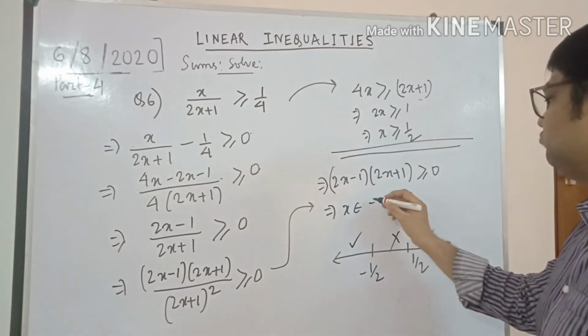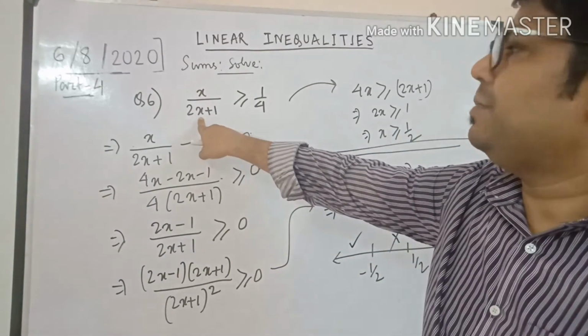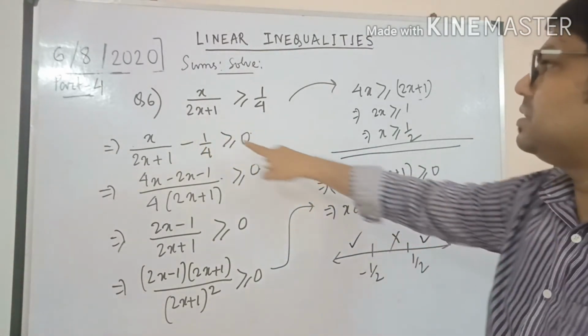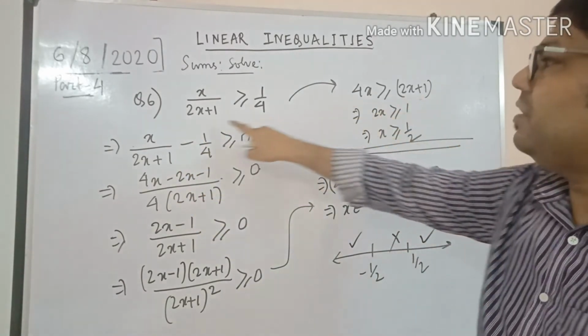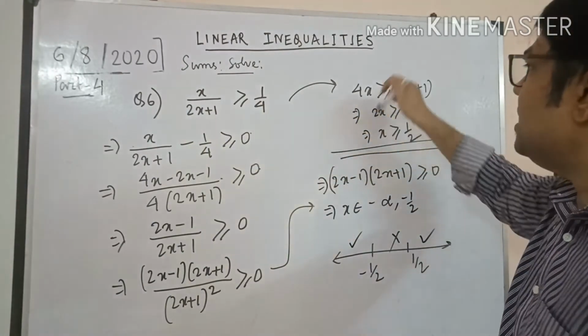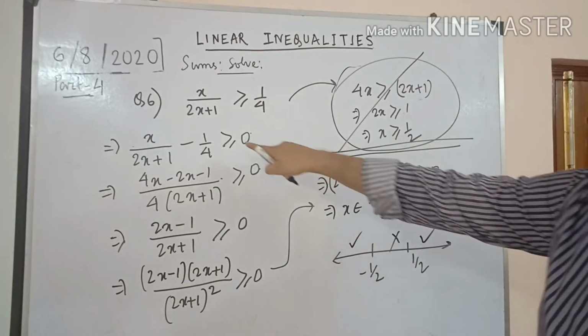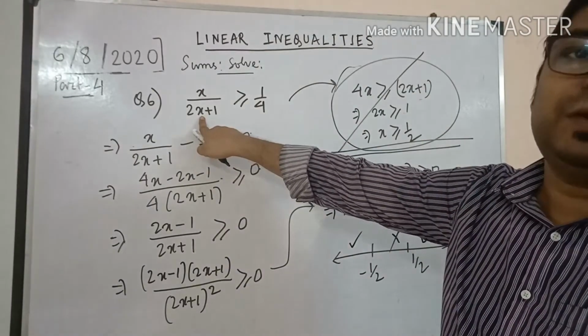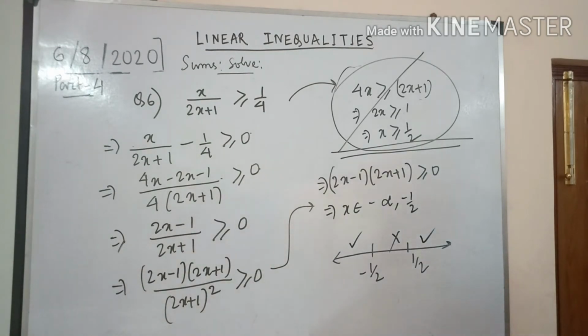Now remember one thing, it cannot be equal to minus half because its denominator is there. Here that information is also lost. So you should not do like this. It cannot be equal to minus half, because if it is minus half, then this thing will be undefined.